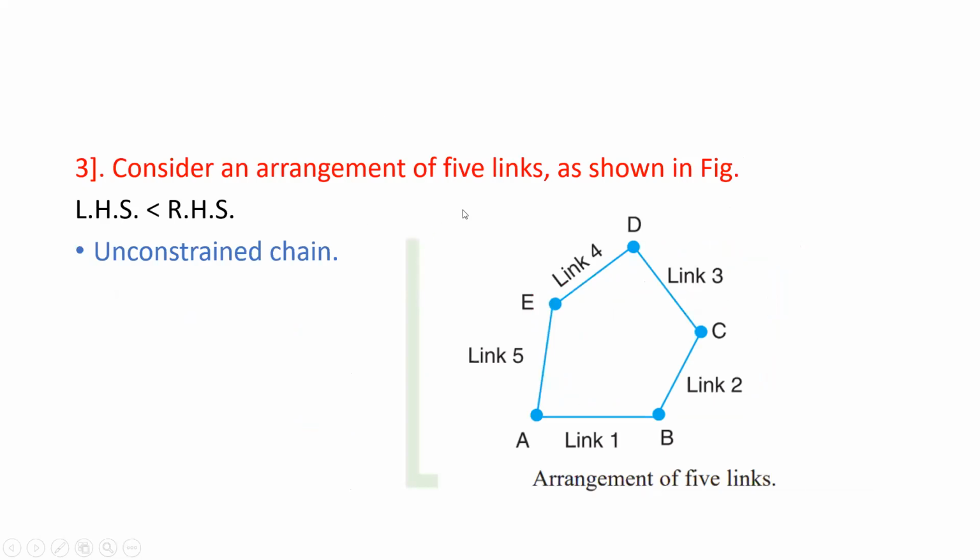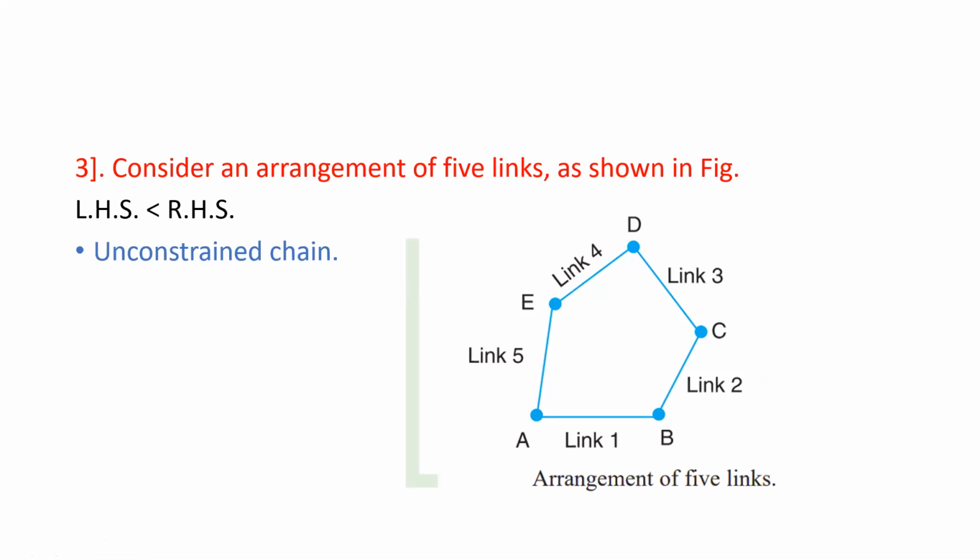See, consider this arrangement of 5 links. You apply the same formula over here: L is equal to 2p minus 4. Here you will find that in this case, your left hand side is less than right hand side. So when left hand side is less than right hand side, such a chain is known as an unconstrained chain. You have not properly restricted it, and you cannot predict all the positions of different links using a single variable.